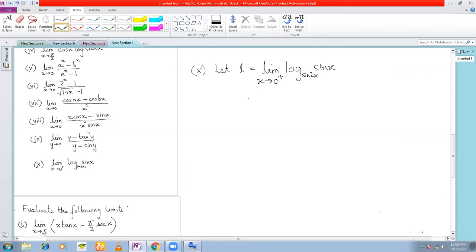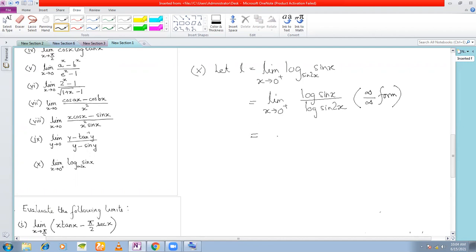So what you do in this case is, you write this by change of base formula. Log sin x by log sin 2x. Okay. Now if you see, this is, let's say infinity by infinity form, not 0 by 0. Because sine 0 is 0 and log 0 is infinity. So this is infinity by infinity form.